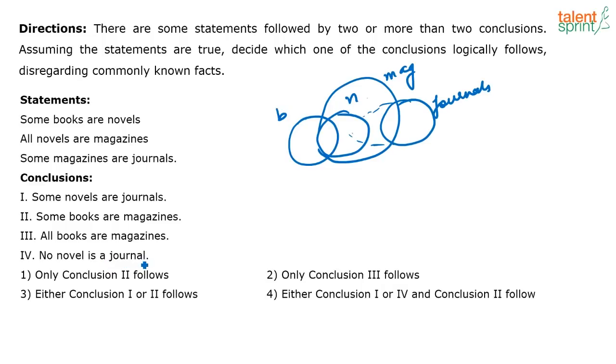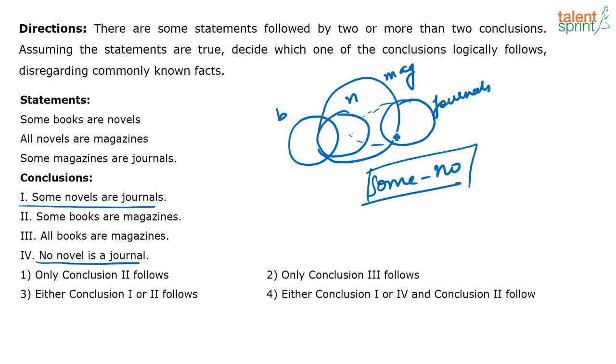But before deciding that, look at conclusion 4. They are saying no novel is a journal. See, this is a complementary pair. Some and no is a complementary pair. So either this conclusion has to be true. Either some novels can be journals or no novels will be journals, as I have drawn in the basic diagram. If this is true, this is false. So either conclusion 1 or conclusion 4 will be true. At this point itself, you can mark option 4, because only this option has either conclusion 1 or conclusion 4.